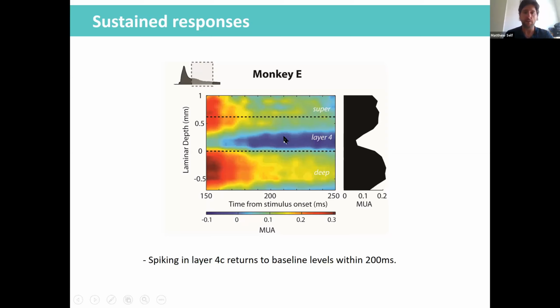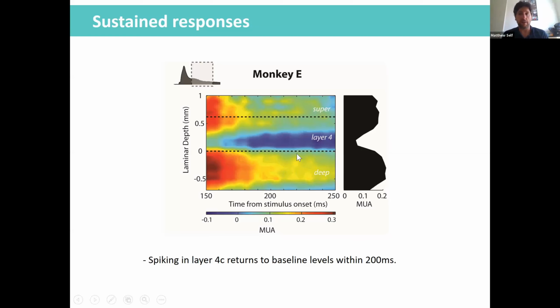If you look at the color scale, what's happening here is that layer 4C responds very transiently to the visual stimulus and then goes back to baseline for the duration of the stimulus presentation. So there's a very transient response in layer 4C, whereas in the superficial layers and the deep layers, there is sustained processing of the visual stimulus. You can see spiking carries on for the duration of the visual stimulus.